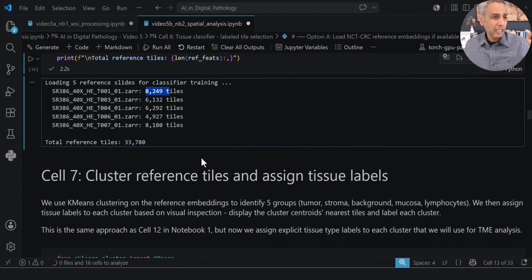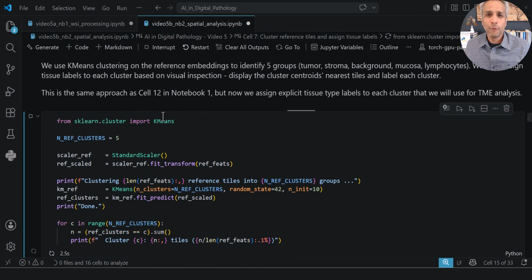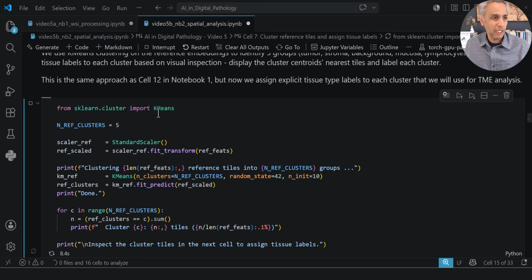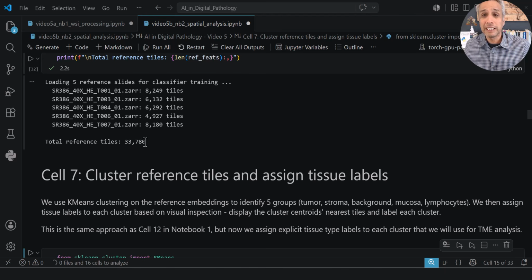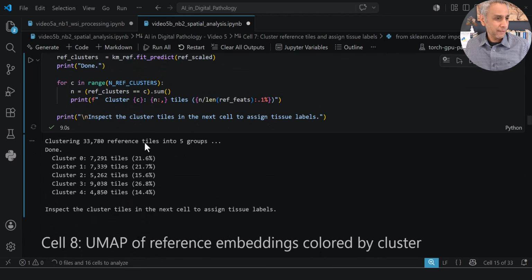Now, let's cluster the reference tiles. We have our reference tiles, and let's define K equals 5 as part of our KMeans, and cluster all the 33,780 embeddings. And that's not bad. The 5 clusters come out roughly balanced, between 5,000 and 9,000 tiles each. These are different clusters, by the way. Cluster 0 has 7,000 tiles, cluster 1 has 7,000 tiles, and I'm looking at 5 clusters right there.